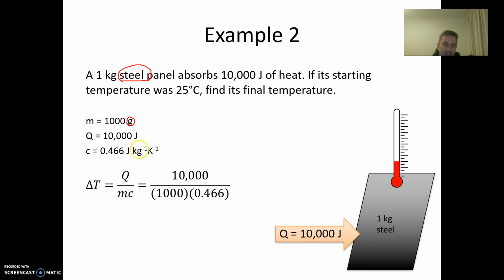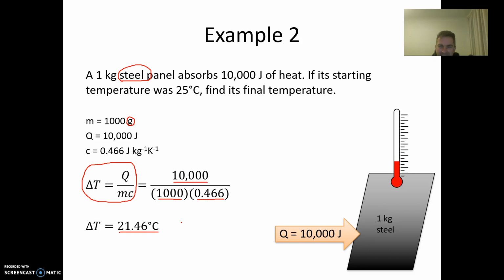And then I'm going to write down my formula. So this is one of those rearranged versions. So delta T equals Q over MC. And then I'm going to put in those numbers. So Q is 10,000, M is 1,000, and C is 0.466. And if I work that out, I get a delta T of 21.46 degrees C. Or Kelvin, doesn't matter, again.